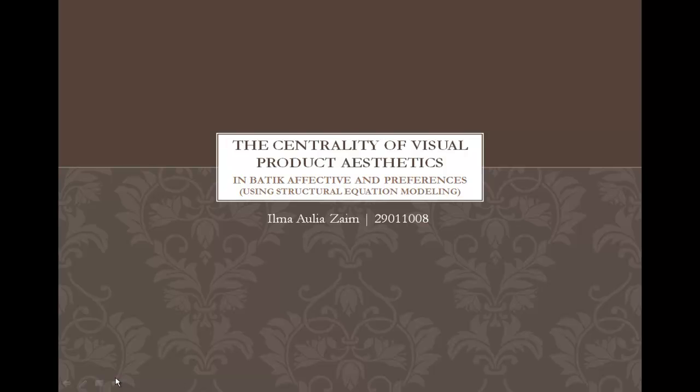My name is Ilma Zaim, and I would like to explain the centrality of visual product aesthetics in batik, effective and preferences, using structural equation modeling.